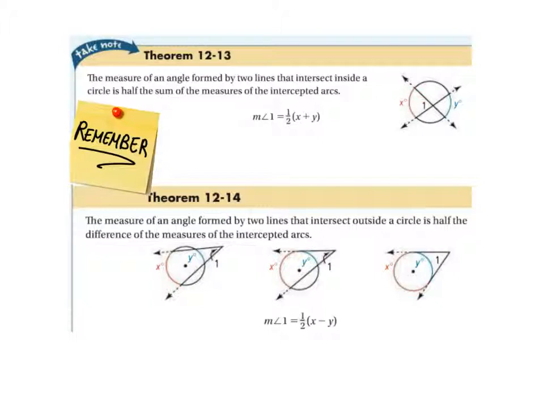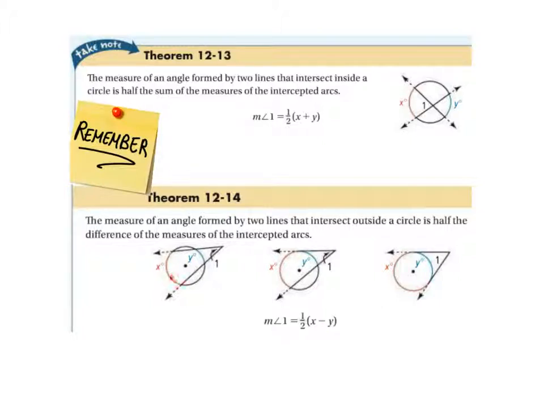Okay, here's another one. What if instead of those chords or secants intersecting inside the circle, they intersect outside the circle? So then they intersect out here, creating this angle 1. It's kind of the same idea. It creates these two arcs in between your secants, arc x and arc y. And that measure of angle 1 is going to be half the difference of the two arcs. Rather than the sum, you're going to find the difference of them. So you either add your arcs or subtract your arcs, take half of it.